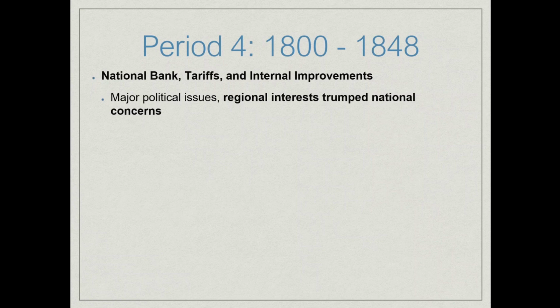Some regional groups will support some, and some will support the others. A lot of times, regional interest will trump national concerns. If you're a Southerner, you're going to oppose the national bank because it does not help the South, or you perceive it does not help the South.